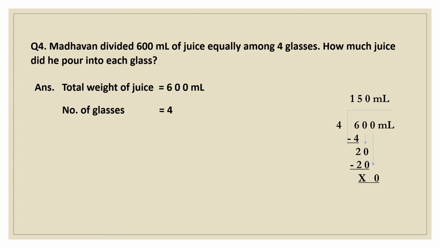So write down 5 on the quotient. Then subtract 20 minus 20 is 0. Then bring down the next number, that is 0. So put remainder as 0 only and write down 0 on the quotient also, because 4 zeros are 0. Your answer will be 0 only. So leave it as a remainder and your total answer is 150 ml. So Madhavan poured the juice in each glass, that is 150 ml.